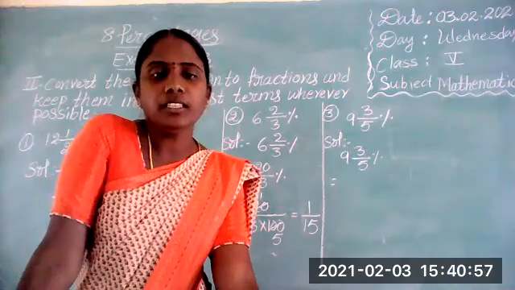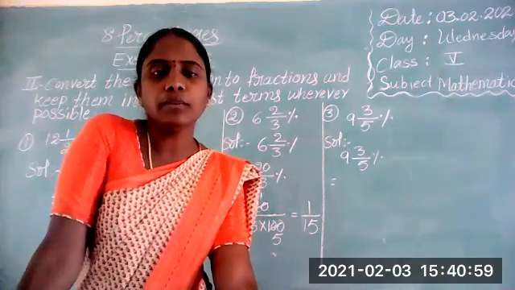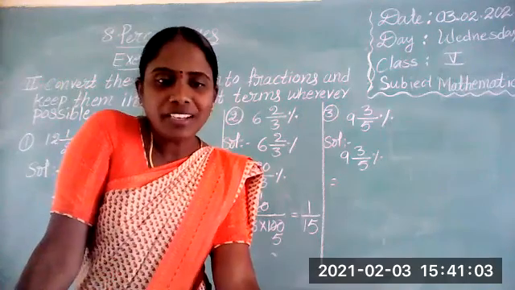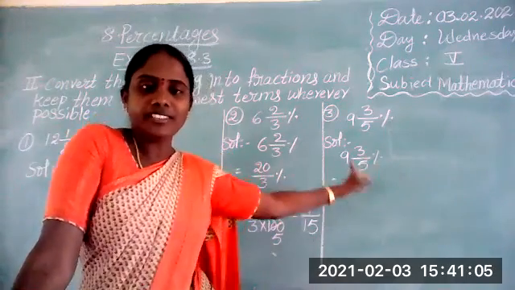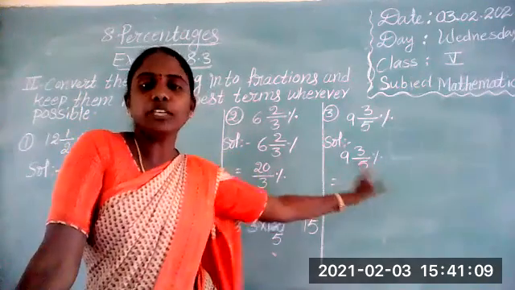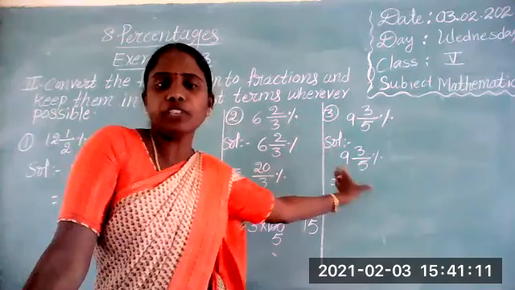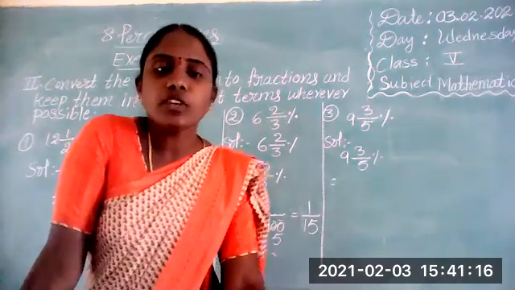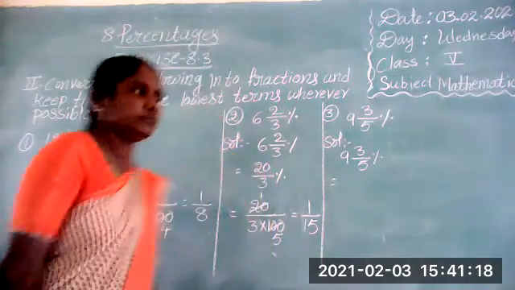48 by, yes, Preetham did it. Very good. 48 by 100. In the denominator, 100 is there. First here we are changing into only improper fraction. We have to see only the fraction, no need to see the percentage here. Yes, 48 by 5. Very good.